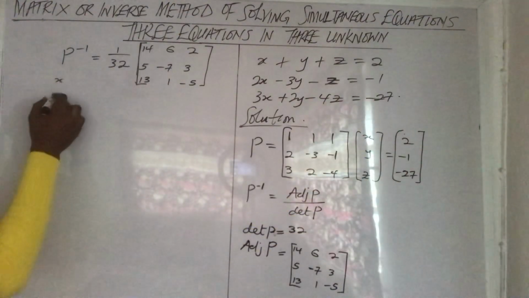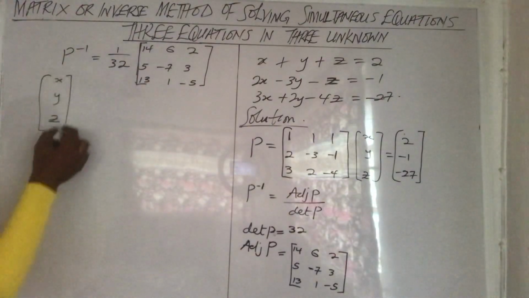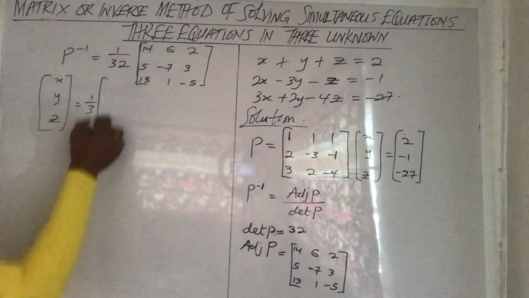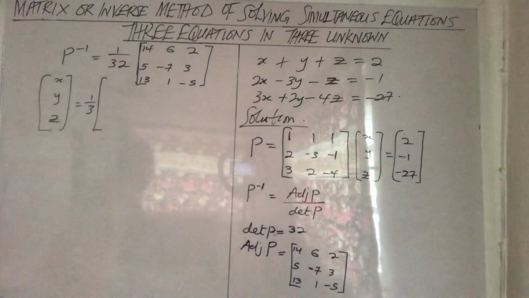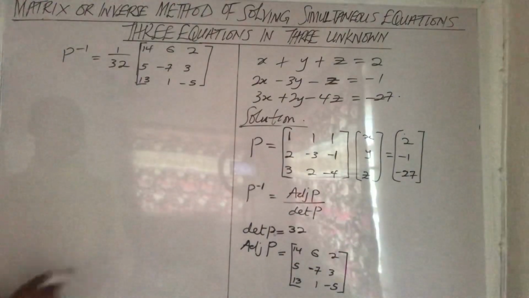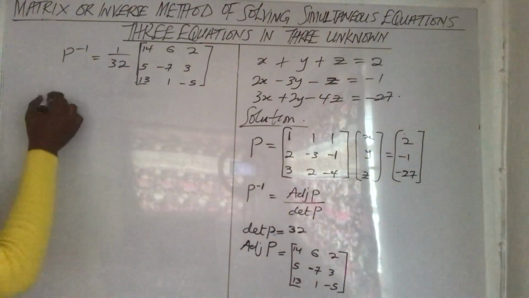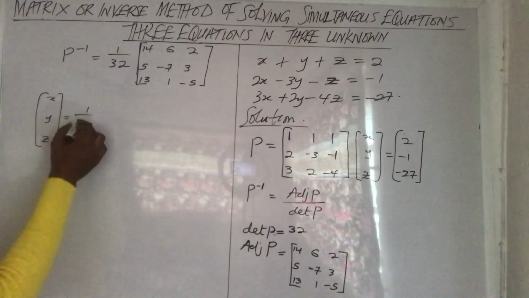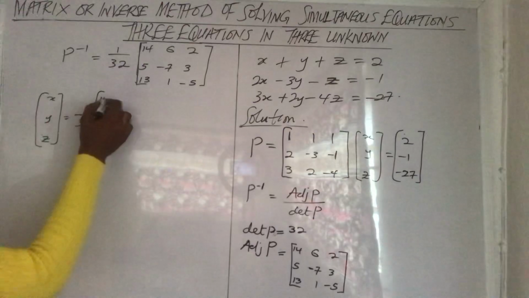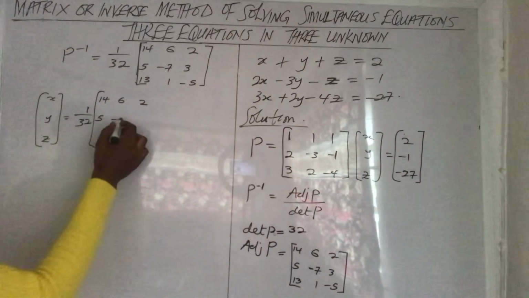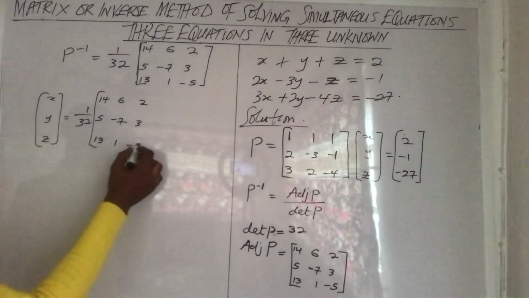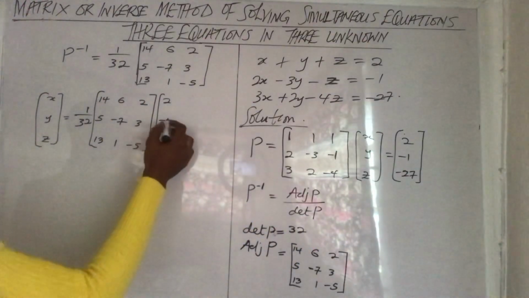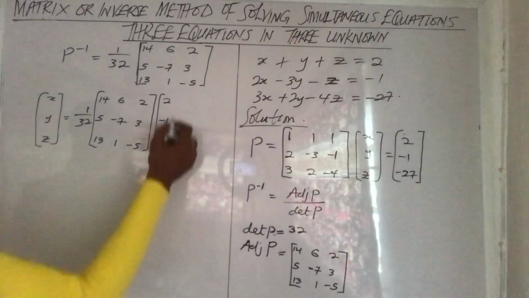Multiply this inverse by this answer to give x, y, z. That is, my x, y, z should be equal to 1 over 32, which is the inverse, 14, 6, 2, 5, minus 7, 3, 13, 1, minus 5, multiplied by the answer, which is 2, minus 1, minus 27.